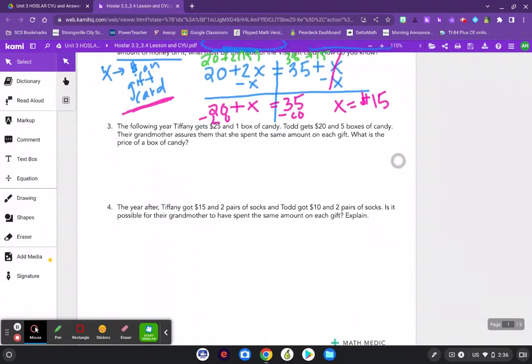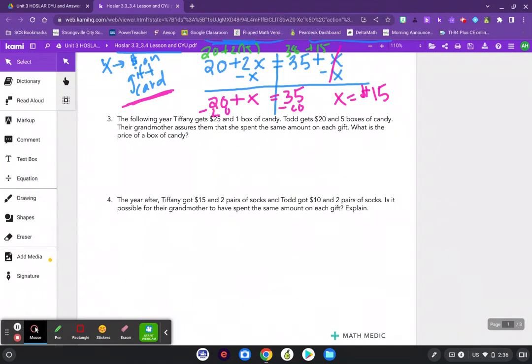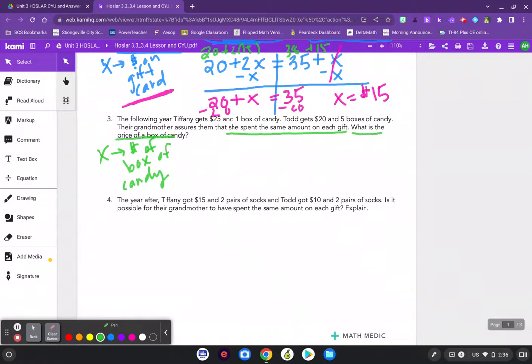So then it says, the following year, Tiffany gets $25 and 1 box of candy. Todd gets $20 and 5 boxes of candy. Their grandmother assures them she spent the same amount on each gift. What is the price of a box of candy? Again, I don't know what something is, and I'm trying to find it. So X is going to be the cost of a box of candy. Notice that I'm identifying what my variable is going to represent. My variable is going to represent what the question is asking us to find.